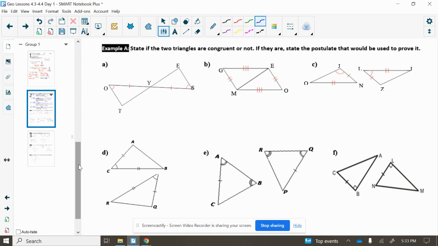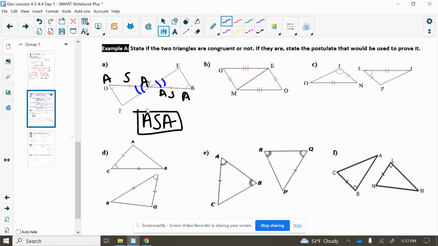If they're not marked, that is something we are allowed to assume by those two properties. So for instance, in this first one, angle OYT and angle SYE are going to be congruent because of the vertical angle. So we're allowed to mark that in the picture. This then gives us enough information to say that by angle, side, angle, and again, notice it matches on this one as well, angle, side, angle, that these two triangles would be congruent, and again, by that particular property.